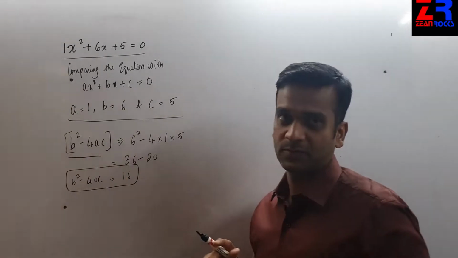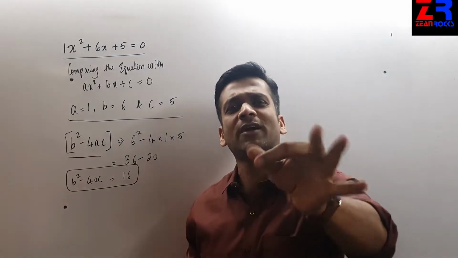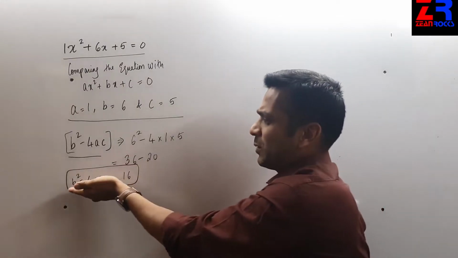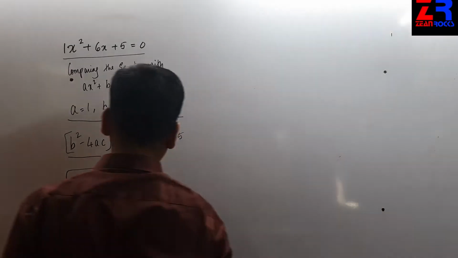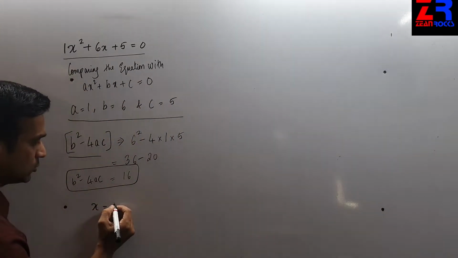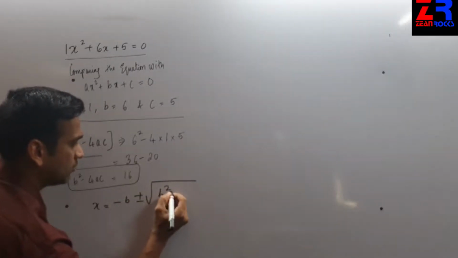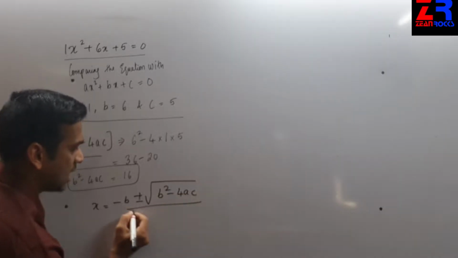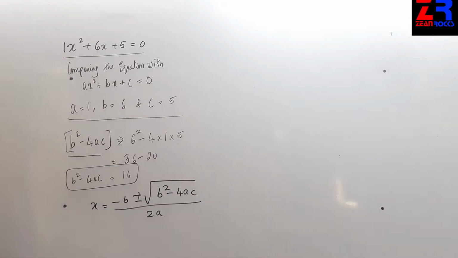Hope this is clear. So the first part is over. The first part is to find out the value of b square minus 4ac, which I got as 16. Now I will use the formula. Now what is the formula? x is equal to minus b plus minus square root of b square minus 4ac, upon 2a. This is the formula.